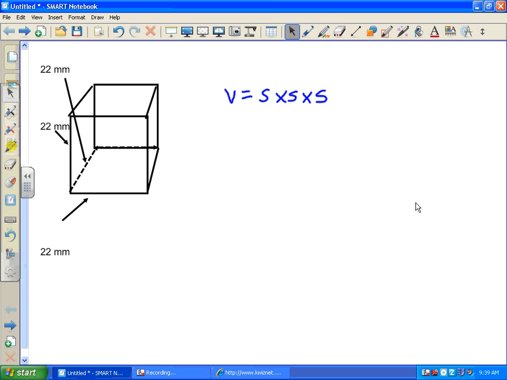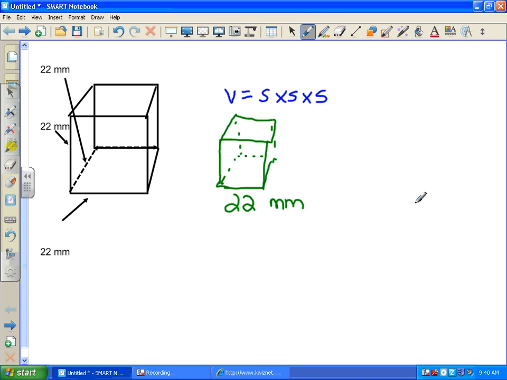So that's another clue, because sometimes you might not see it drawn out with all of the sides labeled. I'm going to draw a little cube for you, and you might just see one side saying 22. Then you would know that this is a cube, so all sides are going to be 22. Now, the biggest mistake I've seen is somebody multiplying 22 times 3 because there's 3 sides.